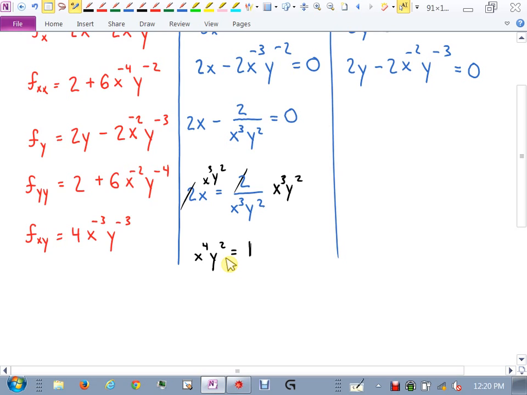All right, so let me go to the other equation and do the same exact thing. If I do the same exact thing, what will I get? What do you think I'll get? y to the 4th, dot, dot, dot. We should get y to the 4th x squared equals 1. Y'all agree? We did the same sort of approach.